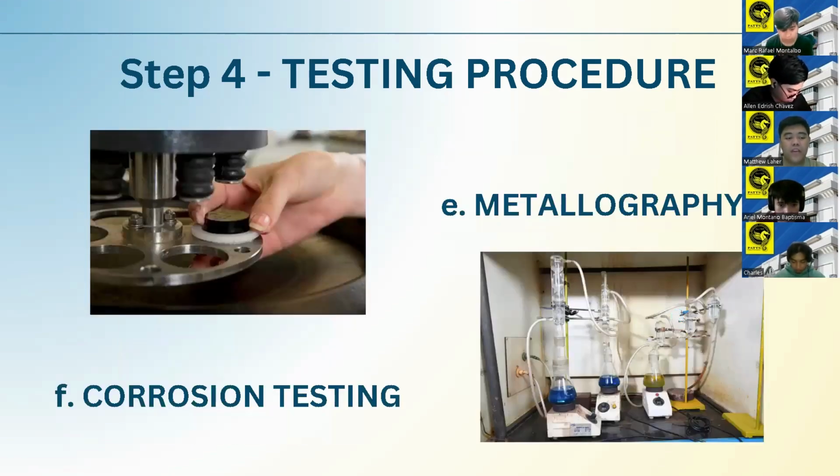For metallography, this involves the preparation of thin sections of the specimen, followed by a microscopic examination to assess the microstructure, the grain size, and any defects that need to be seen at a microscopic level. For the corrosion testing, this is where they do an immersion, salt spray, or other methods that are used to evaluate the specimen's resistance to corrosion.